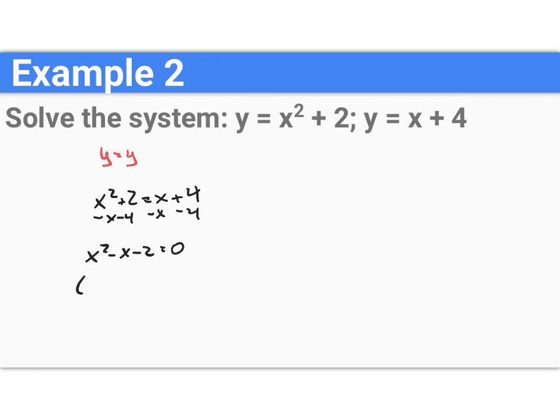So we get x minus 2 and then x plus 1 equals 0. And so x minus 2 equals 0 and x plus 1 equals 0. And we get x equals 2 and we get x equals negative 1. That's where it crosses the parabola.